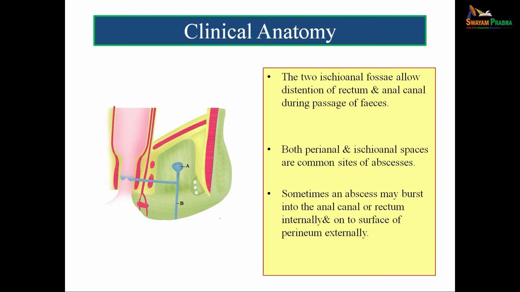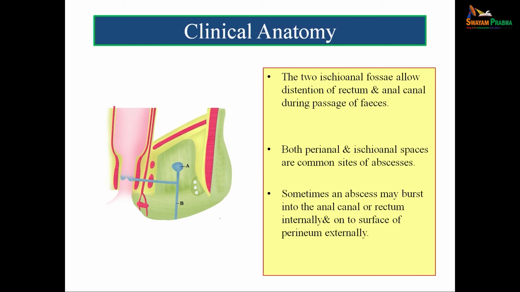As you can see in the figure, on the medial aspect, the abscess is bursting into the anal canal, or it may happen in the rectum also. And as you can see in the figure, B represents the abscess bursting onto the surface of the perineum externally.